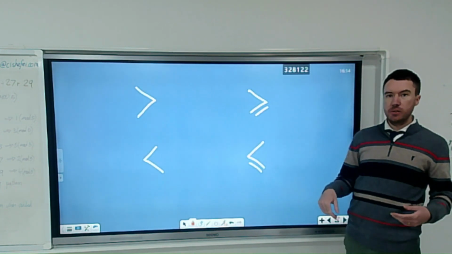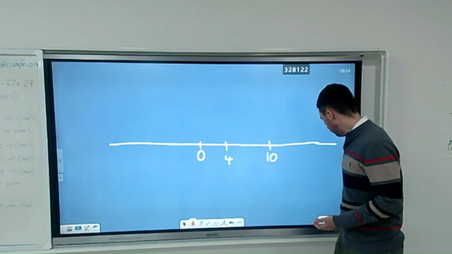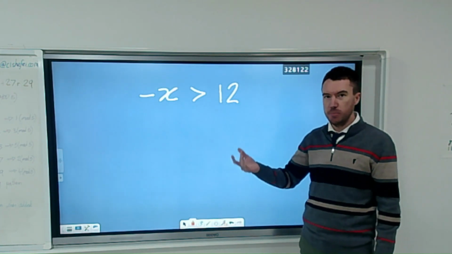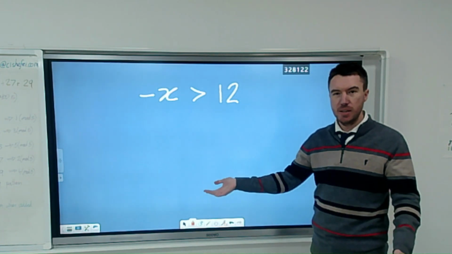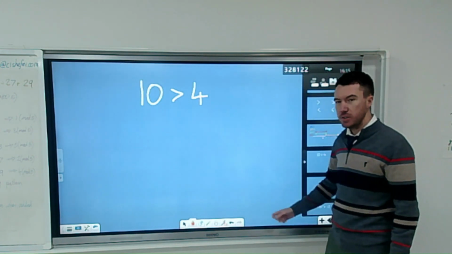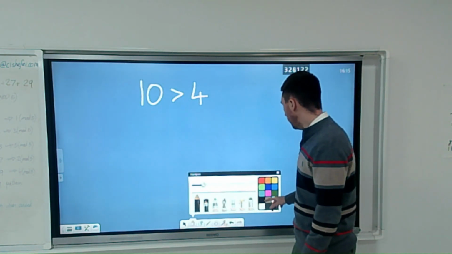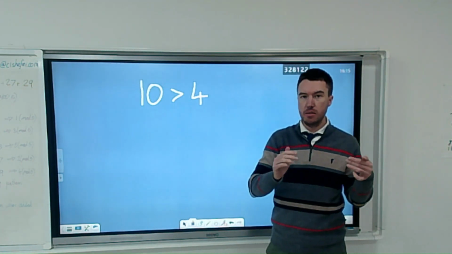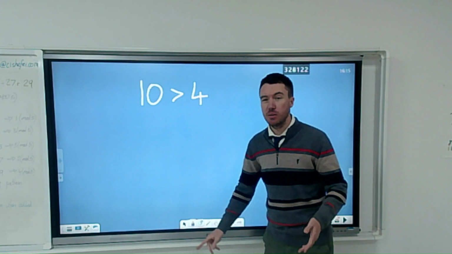Now, we have to be able to do operations to be able to solve something like this. And just looking at this kind of bends your mind. Negative x is bigger than 12, so what is x? Not really sure. Let's try and work it out. But first we need to be able to do operations on both sides like we do with equations. So we need to know what happens to this side when we add something to both sides, minus something to both sides, times and divide. That's all we need to worry about.